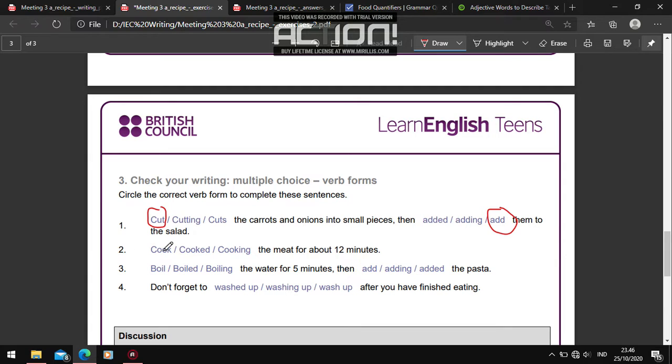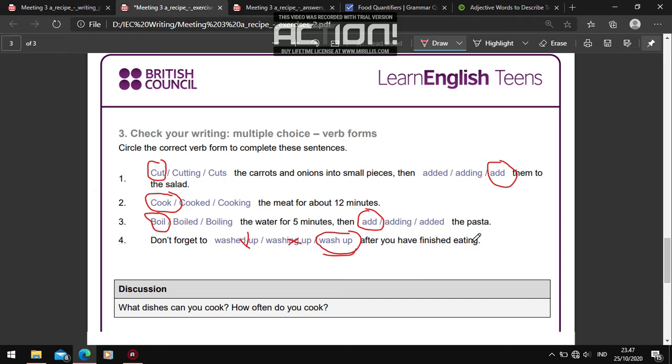Number two, cook the meat for about 12 minutes. Next, number three, boil, boiled, or boiling. So that's why the answer is only boil. Boil the water for 5 minutes. Then add the pasta. And then number four, don't forget to wash up. You don't need ed. You don't need ing. That's why the answer is wash. Wash up after you have finished eating.